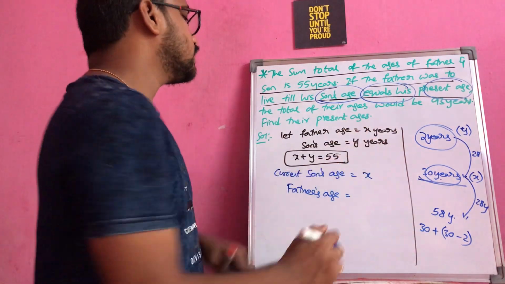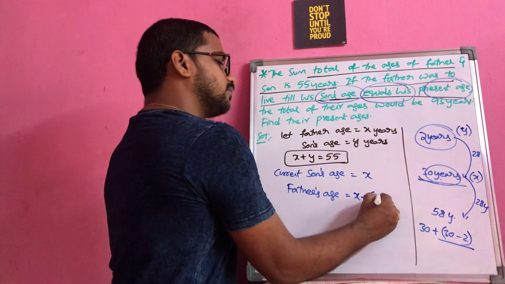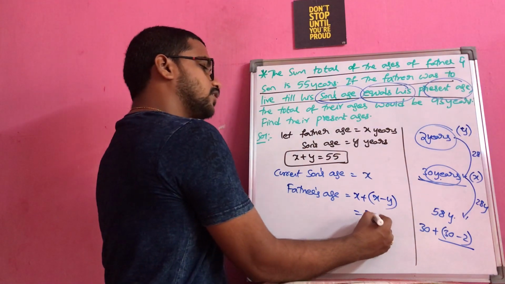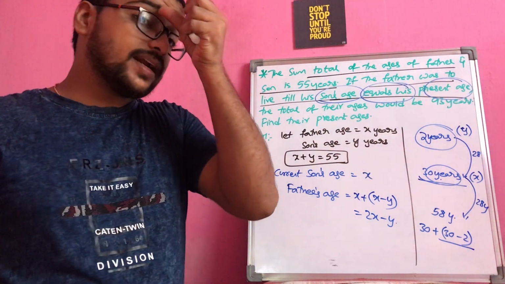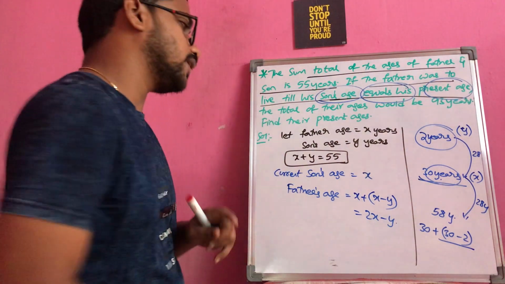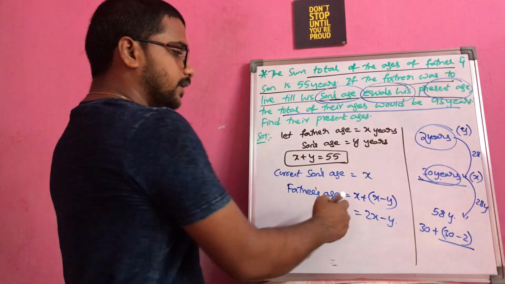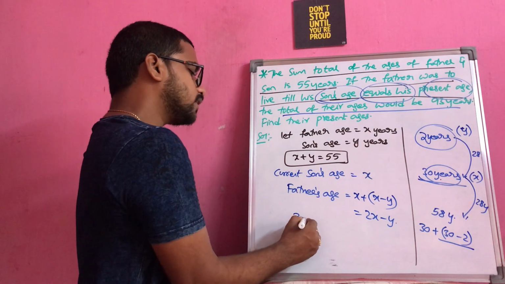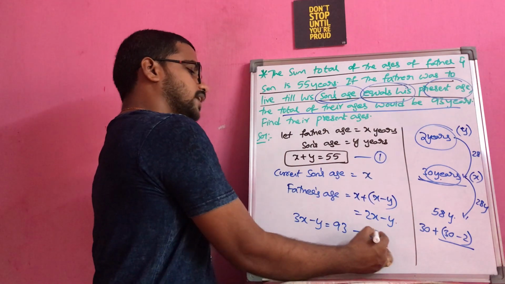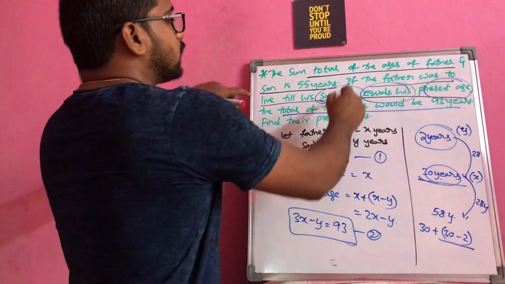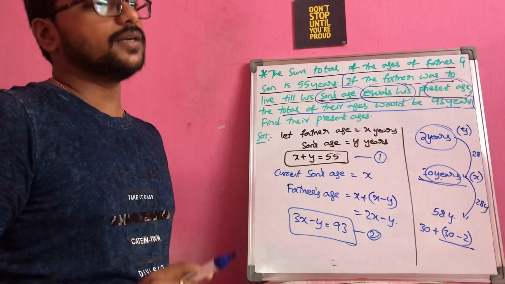So the father's age is x initially, and the time that passes is nothing but the father's age minus the son's age, that is x minus y. So the father's age now becomes x plus x minus y, that is 2x minus y. Now what they are saying is the total of their ages would be 93. Now if you do the summation, 3x minus y is equal to 93. This is my second condition and the first one is x plus y equals 55. Only the second condition they have given is a little tricky one. That alone you have to understand.